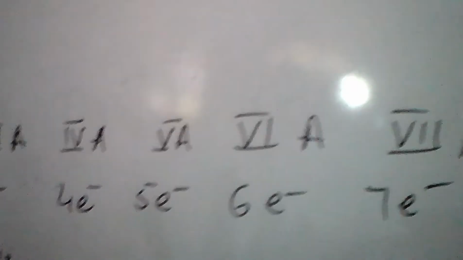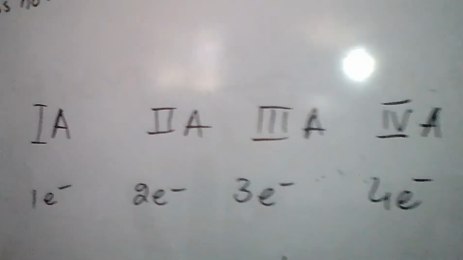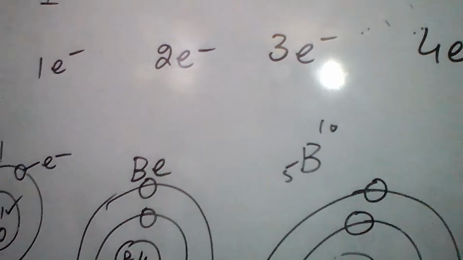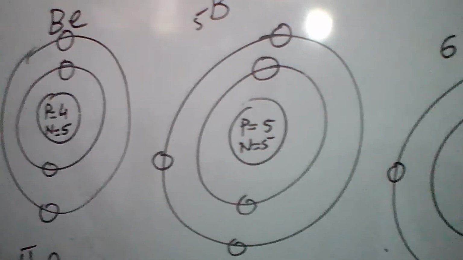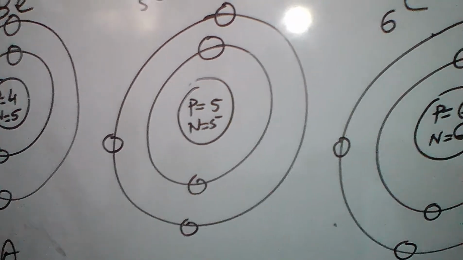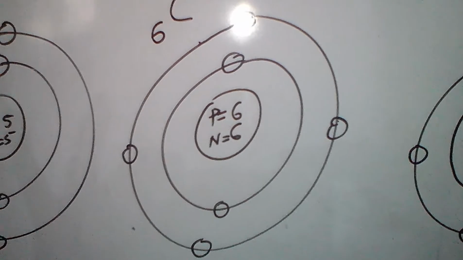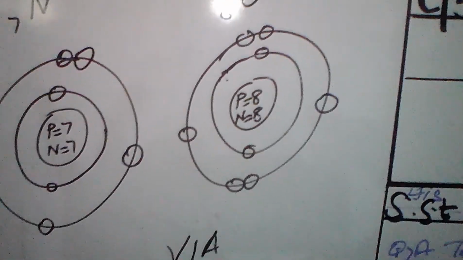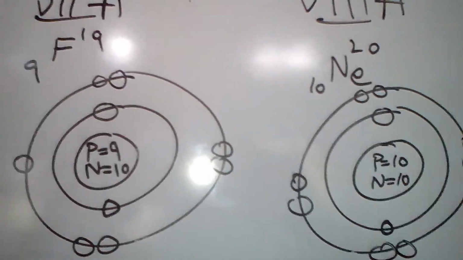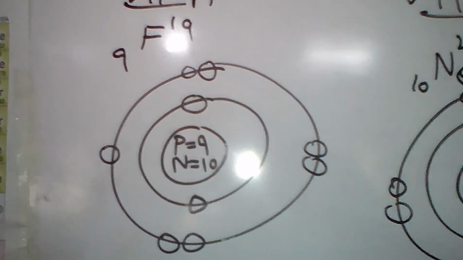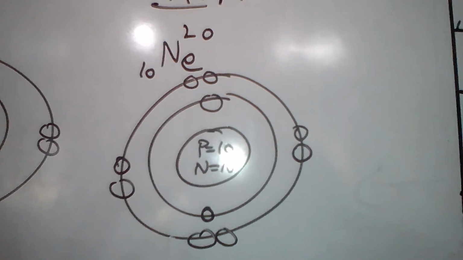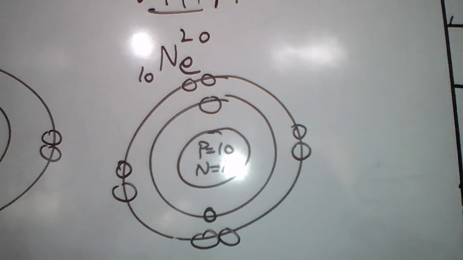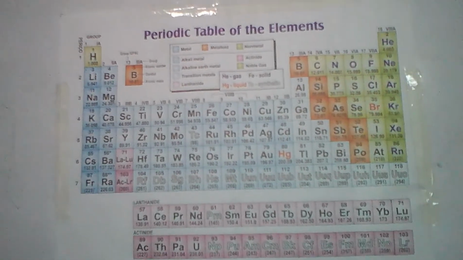Now, I would like to give you a brief summary. Elements belonging to the first A group have 1 valence electron, the second A group have 2 valence electrons, the 3A group have 3, the 4th A group have 4, the 5A group have 5, the 6A group have 6, the 7th A group have 7, and the 8A group have 8 or 2 valence electrons.